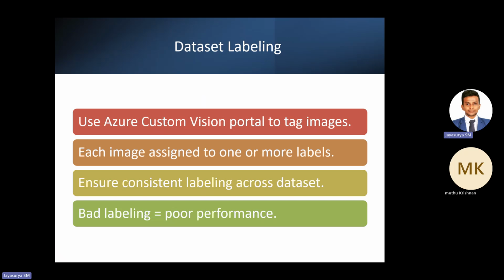For dataset labeling, we can use the Azure Custom Vision portal to tag the images, and each image is assigned one or more labels, ensuring consistent labeling across the dataset. And we can conclude that bad labeling is equal to poor performance.